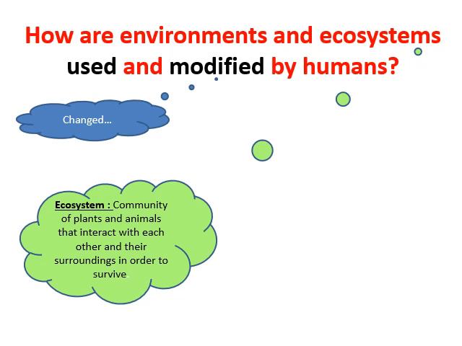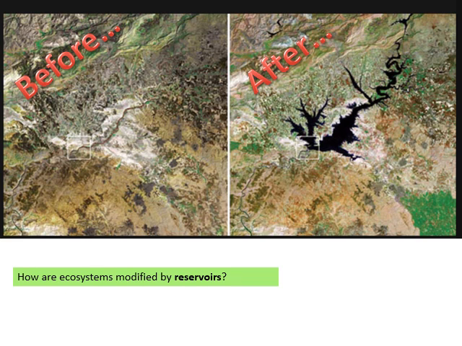And what does this word modified mean, to be modified by humans? Well, it means to be changed. So we're going to have a look at some examples of where humans have modified or changed the environment and the impacts that's had on ecosystems.